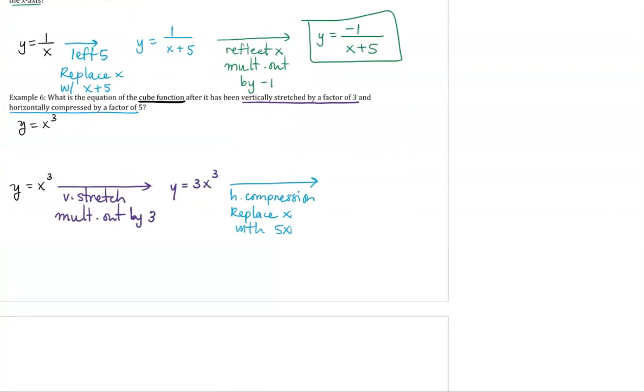So then our final equation is y is equal to 3. Be careful here, replace this x. What should be going in there is the 5x, and that's now cubed. And then there's our final answer there.